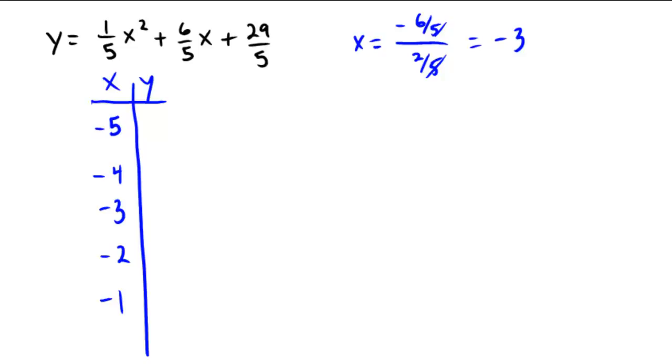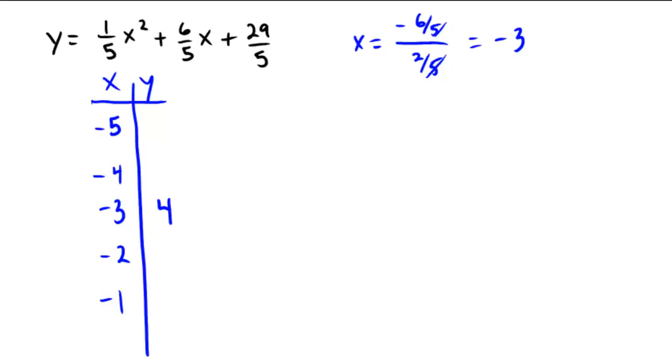So we have 1/5 times x squared plus 6/5 times x plus 29/5. So graph. Once that's graphed, we're going to start sticking in some of these numbers in the middle. So I'm going to stick in negative 3. And negative 3 gives me an answer of 4. So negative 3, 4.